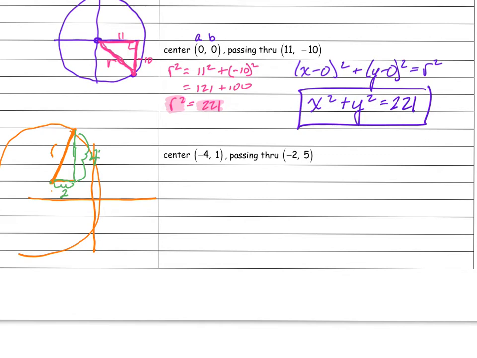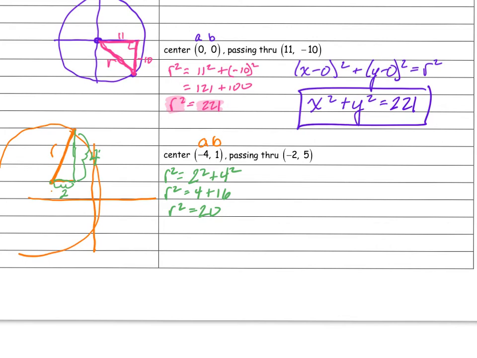Okay, so now I can do r squared is going to equal 2 squared plus 4 squared. So r squared is going to equal 4 plus 16, or r squared equals 20. So now I know what r squared is. So I'm going to write my equation here. I'm going to use a and b because I want to use the center of the circle, not what it passes through. The equation goes from the center of the circle.